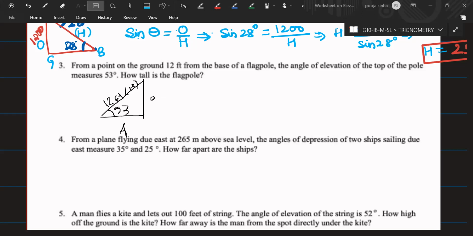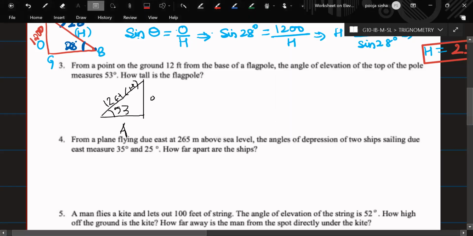Now think about it, Arya. What you've drawn is partially correct. Few things are incorrect here. Let's understand. From a point on the ground, 12 feet from the base of a flagpole. So this is your flagpole. This is the base of the flagpole. This is the top of the flagpole. From a point on the ground. So where will that point be on the ground? Somewhere here. This distance is 12 feet. Now this is the hypotenuse, this is adjacent, this is opposite.